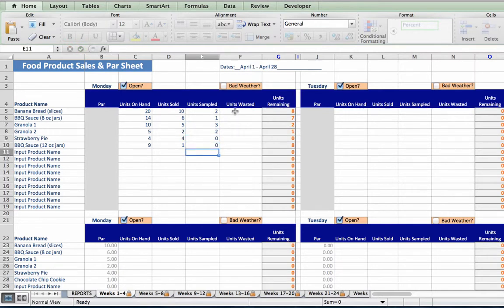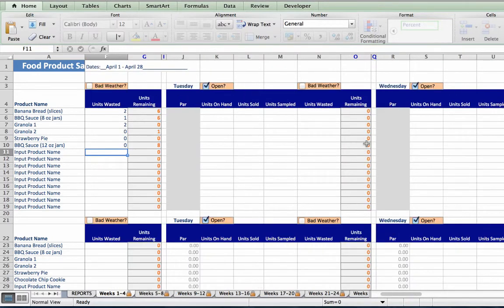You also have a column here for units wasted. So this is any products that you had to get rid of at the end of the day because they might have gone bad, they were past their due date, or let's say the barbecue sauce, well, you couldn't close up the jar and reuse it the next time, for example. Ultimately, what you're left with is units remaining. So now you know how much do I actually still have in inventory that I could sell the next time I am going to be operating.